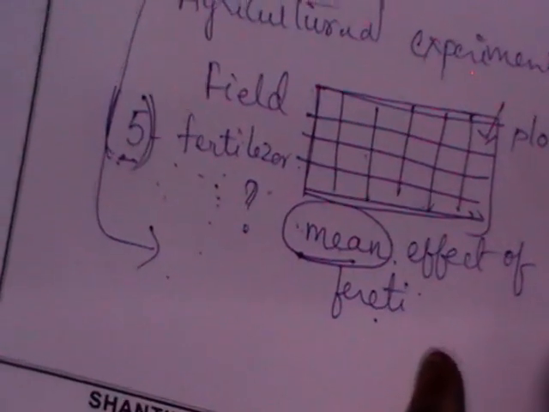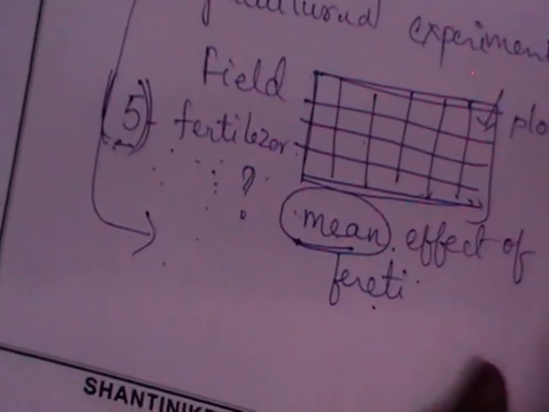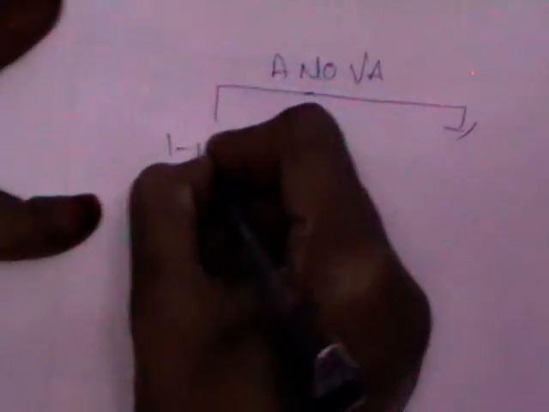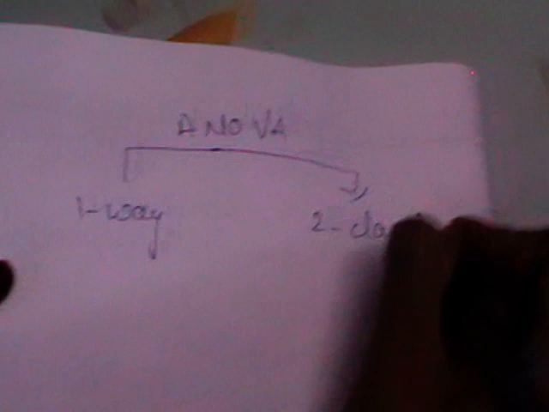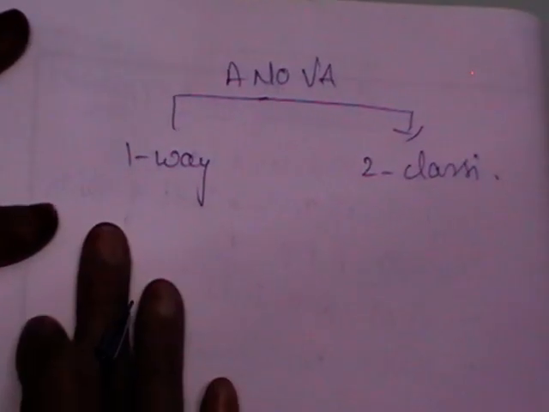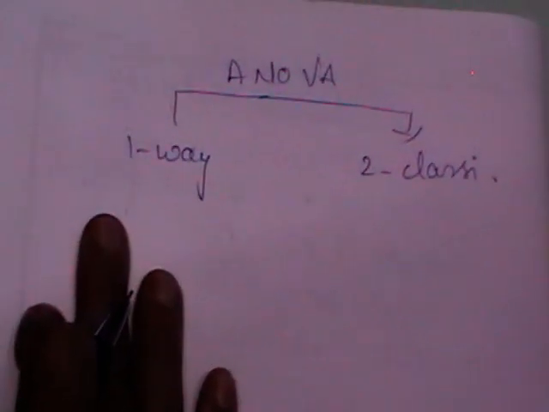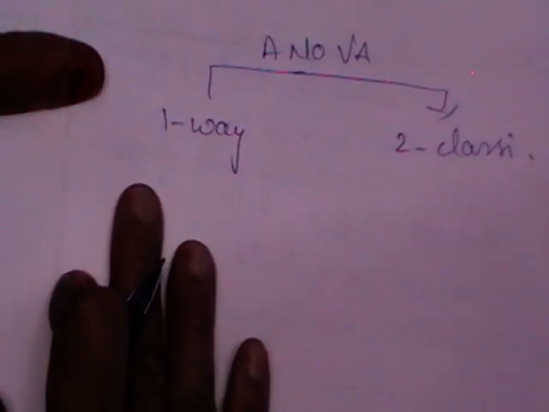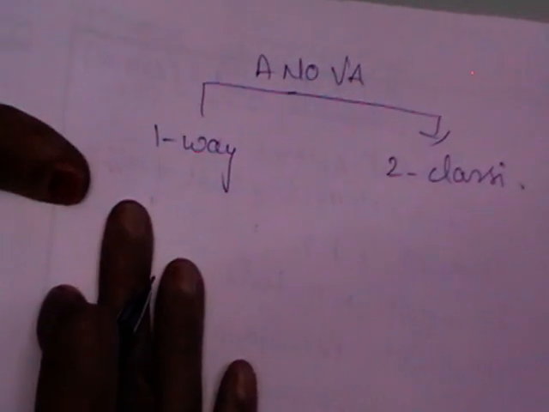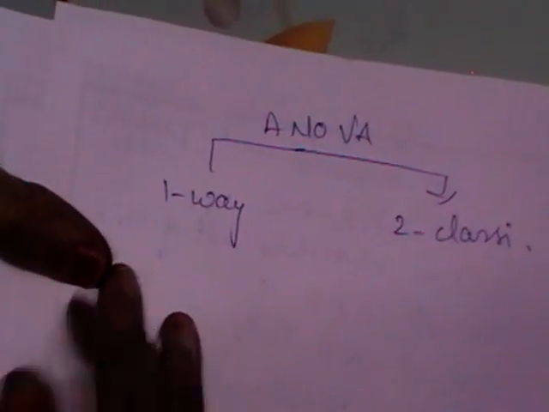Whenever the data or the field is classified with respect to only one factor, we call that a one-way classification. Whenever it is divided with respect to two factors, we call that a two-way analysis of variance. So ANOVA is of two types, called one-way classification and two-way classification of data. Whenever the entire agricultural field or given experimental field is divided with respect to only one factor, we call that one-way classified data.